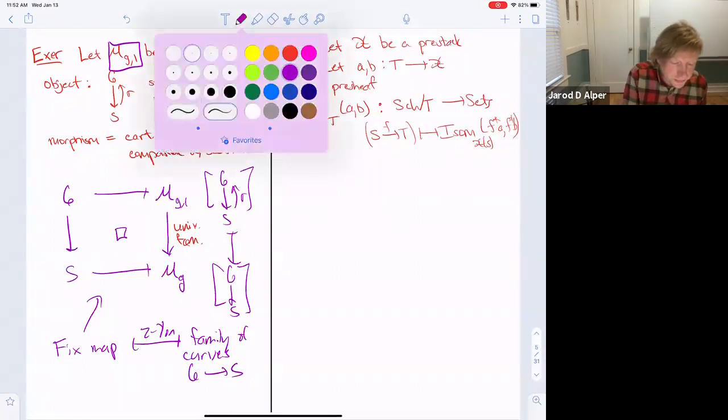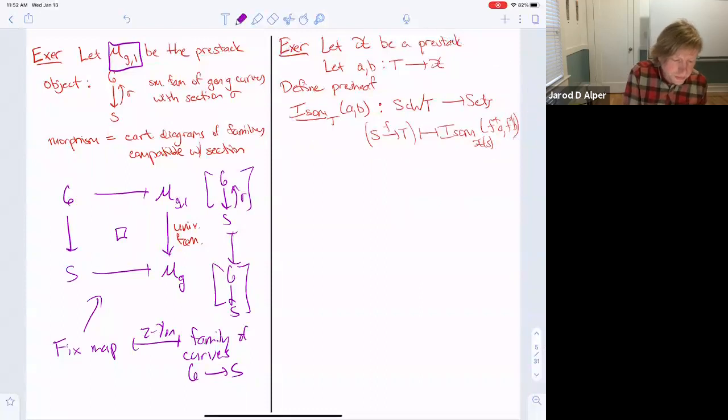And in our second example, turning to this side, this is also going to be an important example of a fiber product. So the starting point is we first take a pre-stack X, take A and B to be two objects over a scheme T, and then we define this pre-sheaf called the Isomorphism Pre-Sheaf, which is a pre-sheaf on the category of schemes over T. And it's defined by sending a scheme S over T to the set of isomorphisms between the pullbacks of A and B in the fiber category of X of S. And so this defines a pre-sheaf.